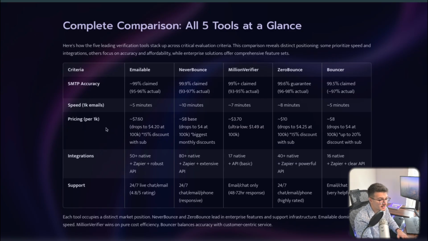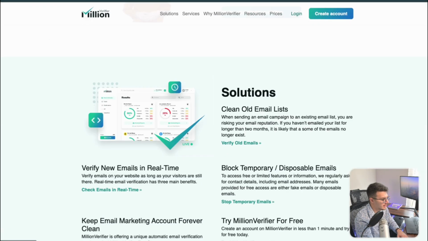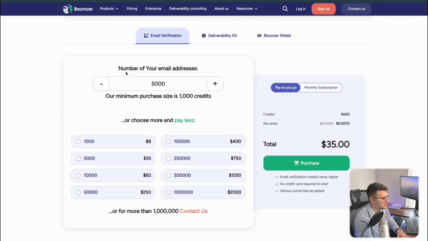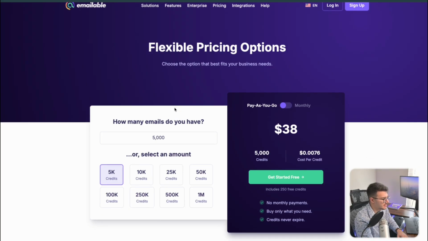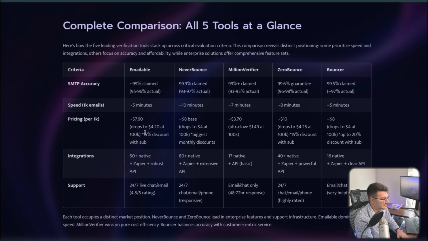Now for pricing. Let's talk about per 1,000. Now, most of these tools work in this fashion. They all have a pay-as-you-go and subscription-based model. So with pay-as-you-go, you can just buy credits as need be. And if you are paying monthly, then you get a little bit of a discount. How this breaks down is as so.